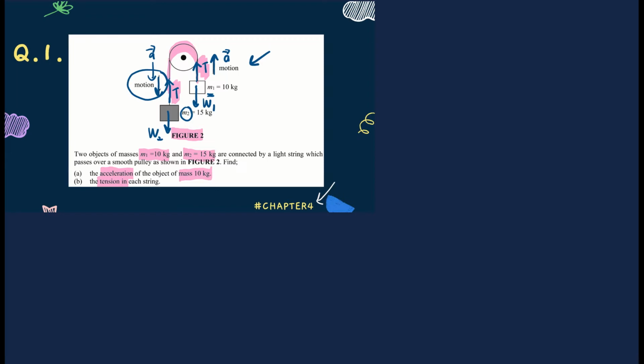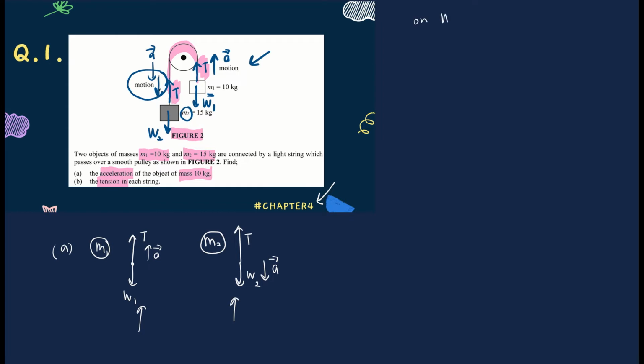So to start with, we draw the free body diagram to solve acceleration. For object number 1, the free body diagram should be this way, and we draw the direction of motion next to the free body diagram. And for object number 2, we have W2 and T, but this time our acceleration is downward. So to start with, we generate the equation for both motions, the forces acting on M1 and M2.